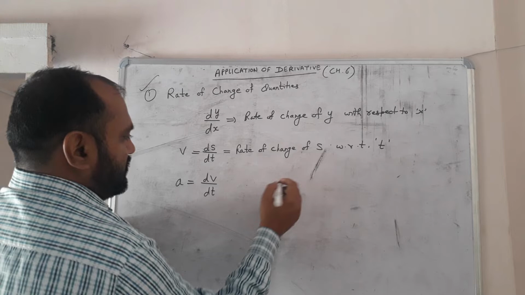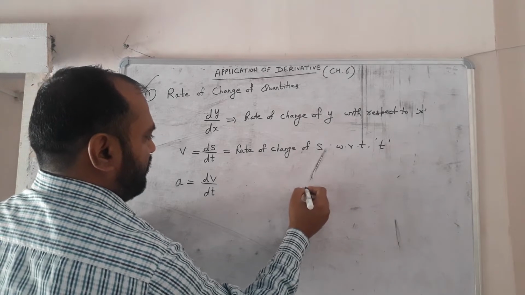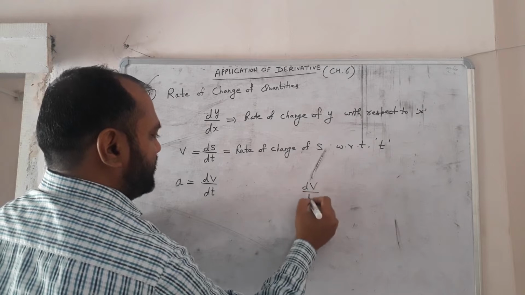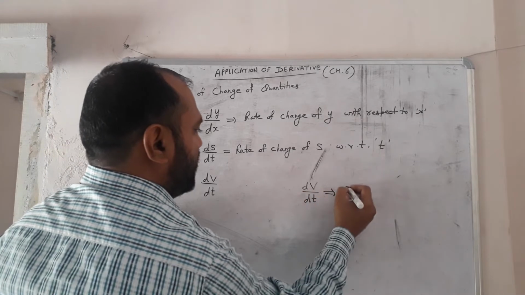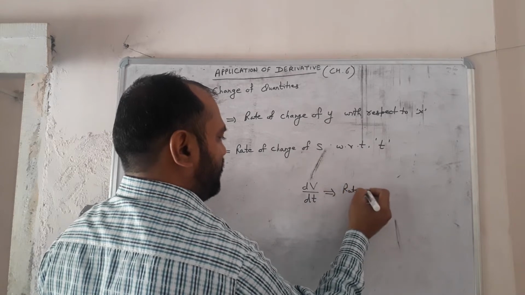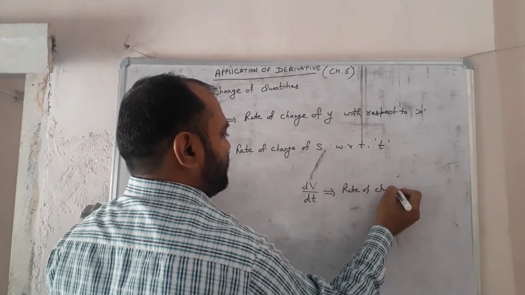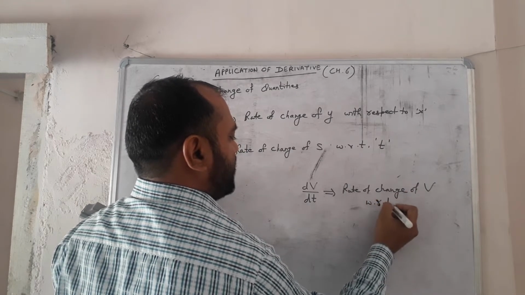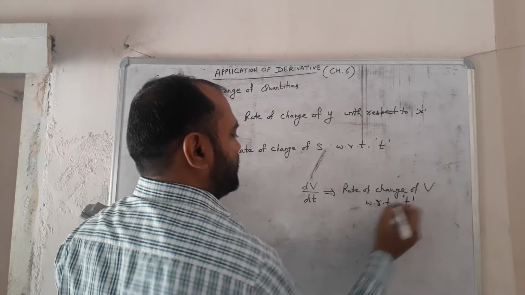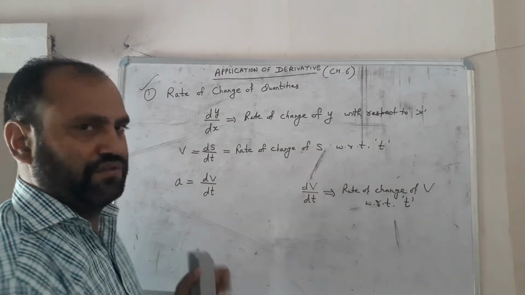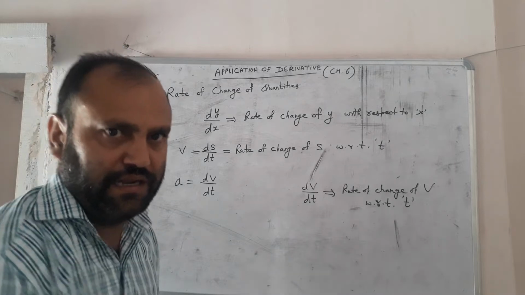Similarly, this is dv over dt. What does it mean? Rate of change of volume V, rate of change of V with respect to time t. So this is the concept, rate of change of quantities.